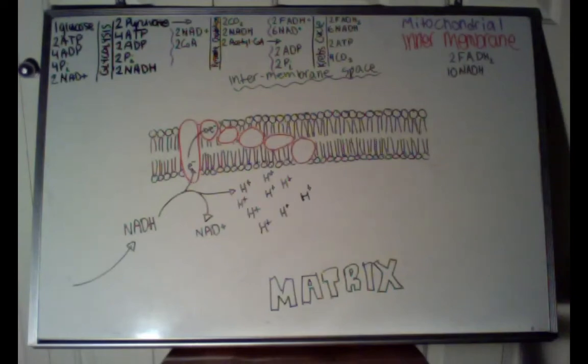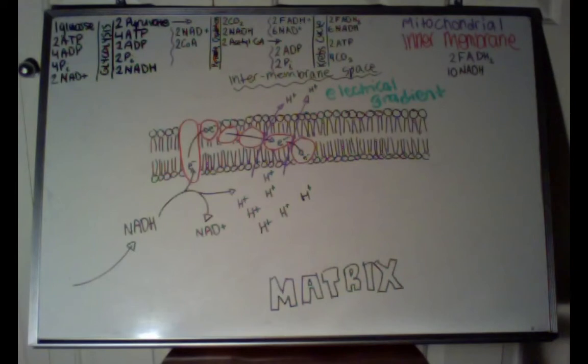So how exactly? Well, we have a very large number of hydrogen protons within the matrix, and as the electron passes through the chain, its energy is released and begins to actively transport hydrogen protons across this membrane. And this creates an electrical gradient because, of course, hydrogen protons are simply a proton and have a positive charge. And so this creates a buildup of energy within the mitochondrion.